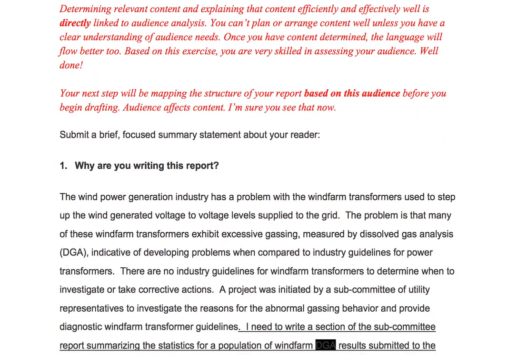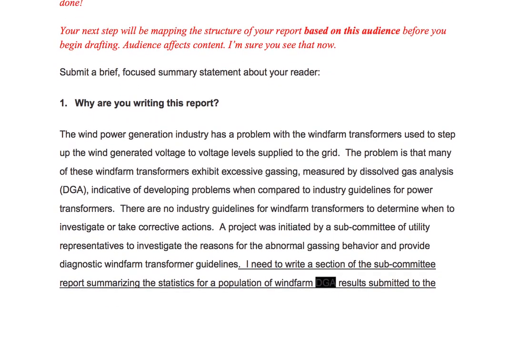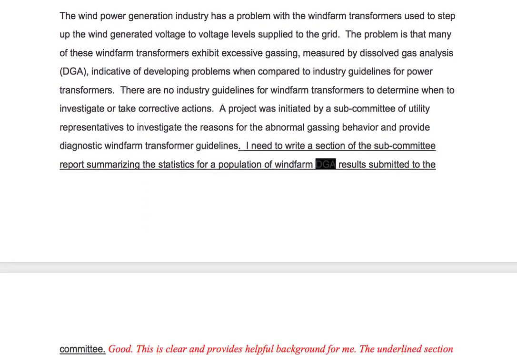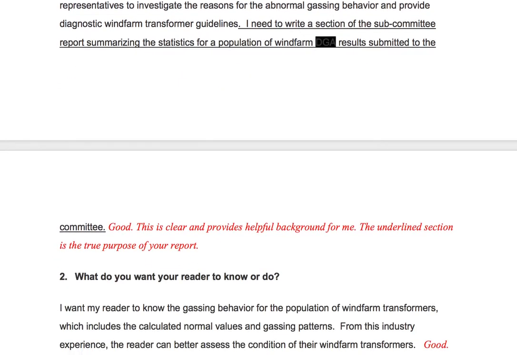So why exactly are you writing this? And he did a nice job explaining it, that essentially this report is quite technical. He needs to write a section of a subcommittee report that summarizes the statistics of wind farm technical results that are going to be submitted to a committee. So that is the purpose and audience of his report.